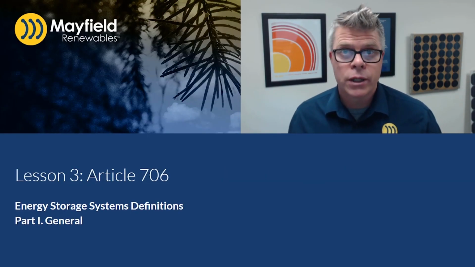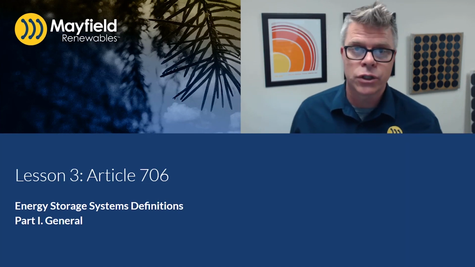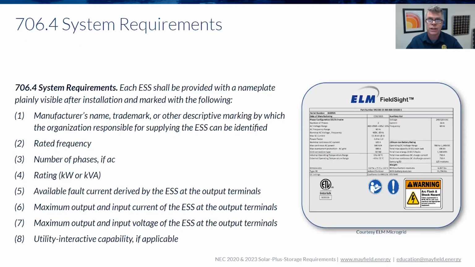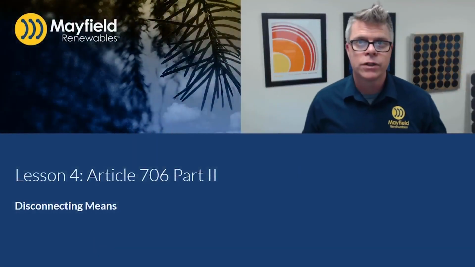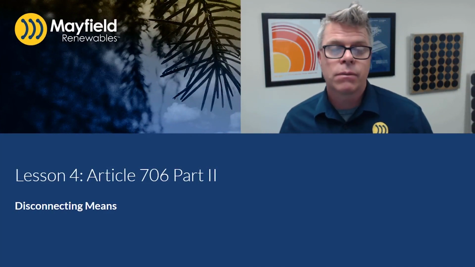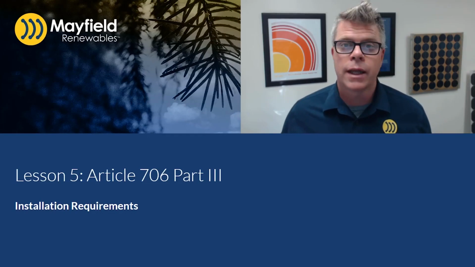We're going to now jump into Article 706, and 706 is titled Energy Storage Systems. So this is really the bulk of what we're going to be following when we're installing these systems. All right, let's move into Lesson 4. So that is Article 706, Part 2, and that's all about disconnecting means for our energy storage systems. We're going to move into Lesson 5 now.